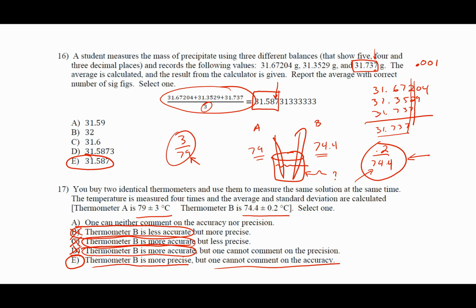So in reality, we can comment on the precision. So A is not right. So for 17, E is the answer. This is a conceptual question. It takes critical thought. Okay.